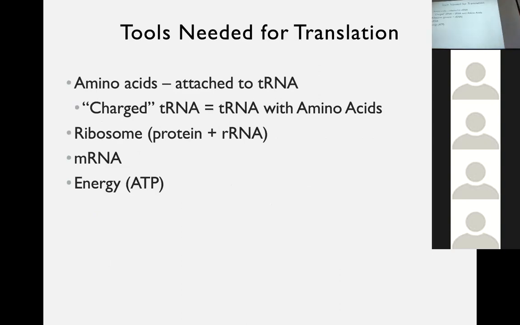All right, some tools that we need. Not a whole lot. I kind of mentioned them all, actually. We need amino acids. These are attached to those tRNA molecules. So we've got to bring in the amino acids, which involves the tRNA. I'm not going to talk about the process of how these are attached, the charging process. But when an amino acid is attached to a tRNA molecule, the tRNA is referred to as charged. So it's charged when an amino acid is attached to it.